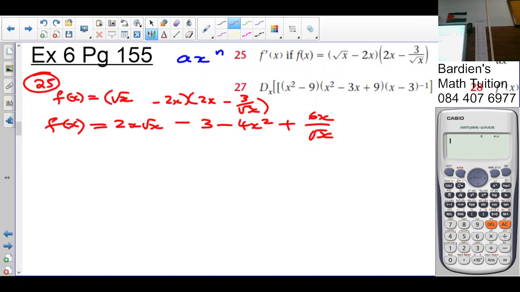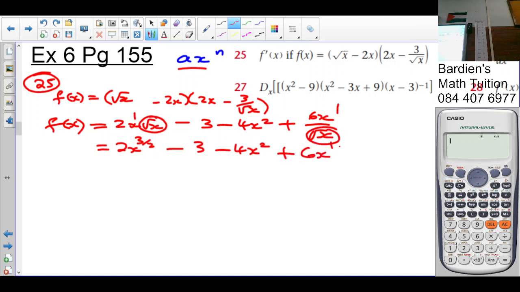Yeah? So that will give us 2x. Remember that's x to the half. So that will be 1 plus a half is 3 over 2. We must now first get it in this form. It's negative 3 minus 4x squared plus. Now this x to the half. So it will be 6x. 1 minus half is half.